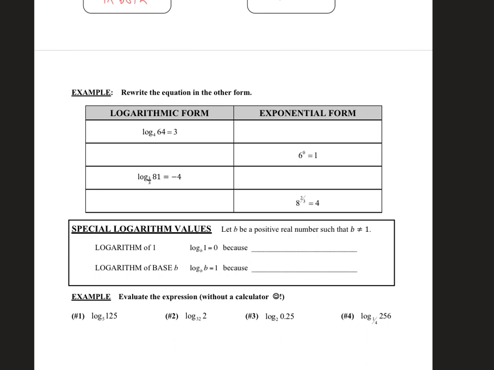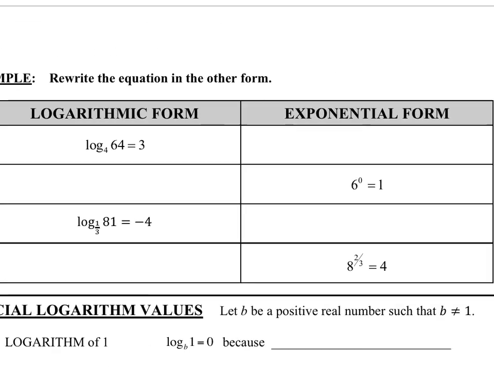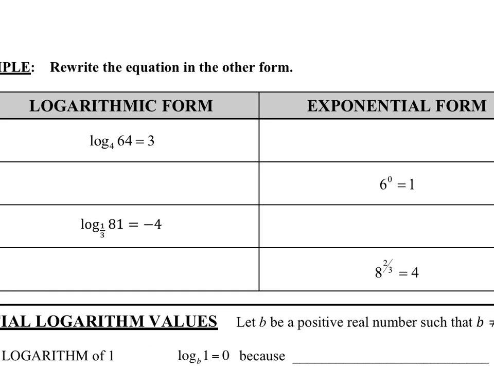We have logarithmic form and we have exponential form. So we have log base 4 of 64 equals 3. So again, the way that you change this is you're going to do 4 to the third power. You're going to push it up. 4 to the third power equals 64. That's exponential form. Okay, why don't you see if you can try the other ones on your own, see how you do.